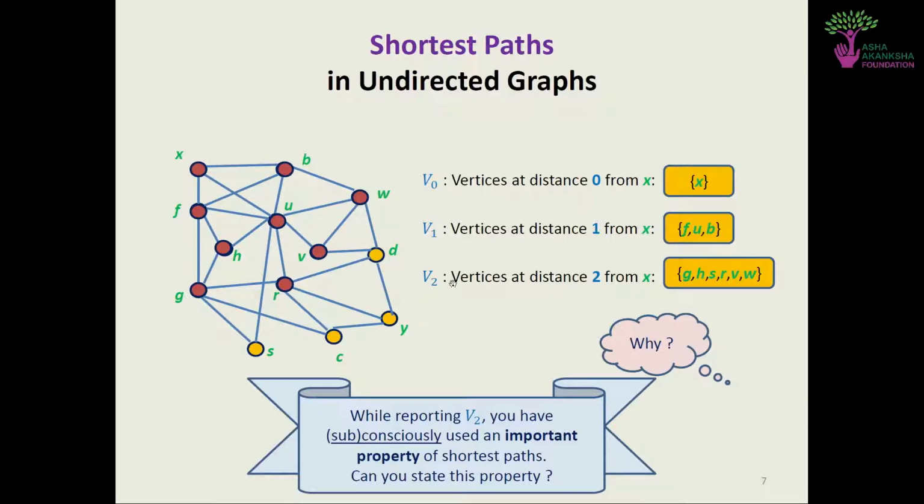Then V2 is the set of vertices which are at distance 2 from x. In this case it would be G, H, S, R, V, and W. S is here, through x to u to s. Then we have R, which is here, then V, which is here, and then W, which is here. All these vertices are at distance 2 from x. Just a reminder, the distance here is the shortest length you can get.